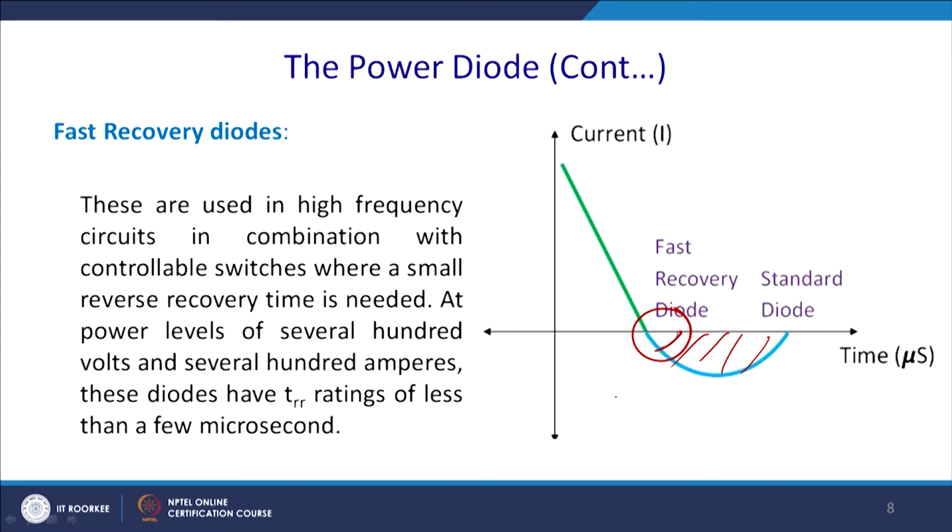This is used for high frequency circuits in combination with a controllable switch, where a small reverse recovery time is needed, at power levels of several hundred volts and several hundred amperes, with diodes having TRR of less than a microsecond. We should see the data sheet for a normal rectification operation, what kind of TRR you will get. And another is the low frequency diode.